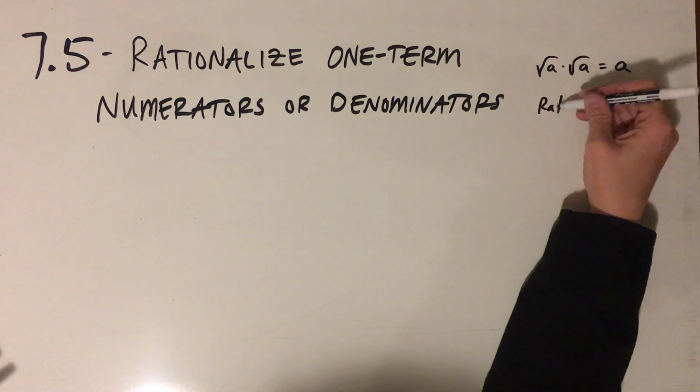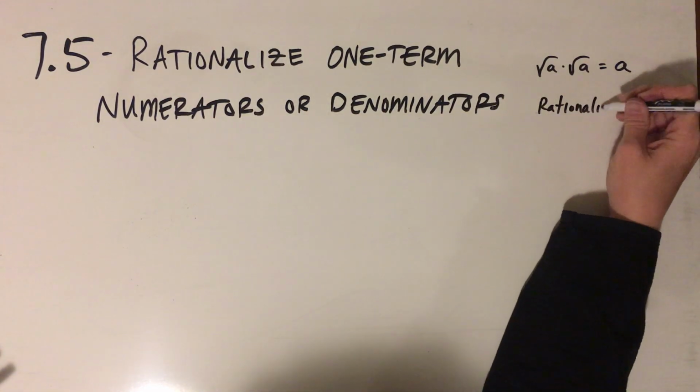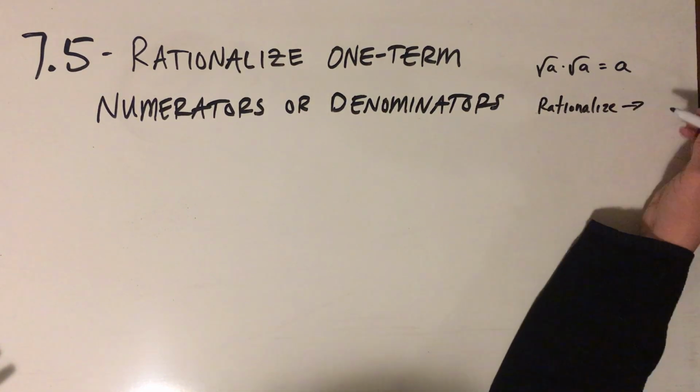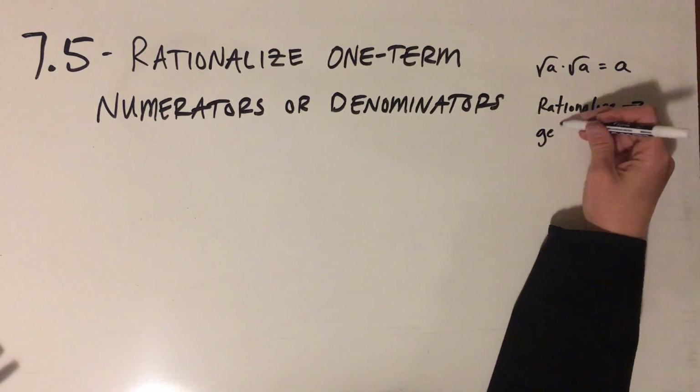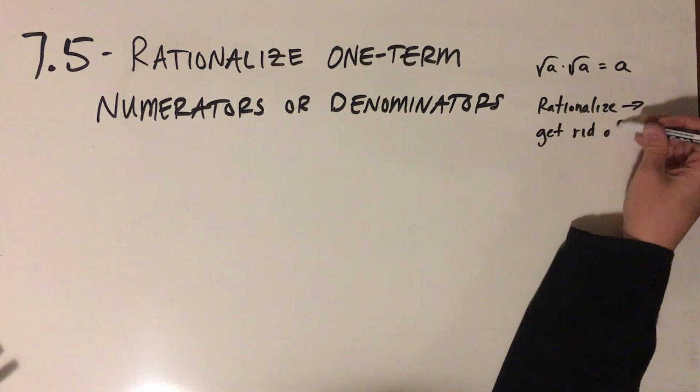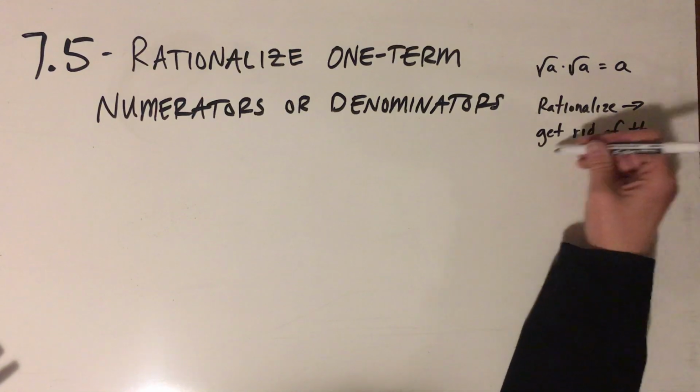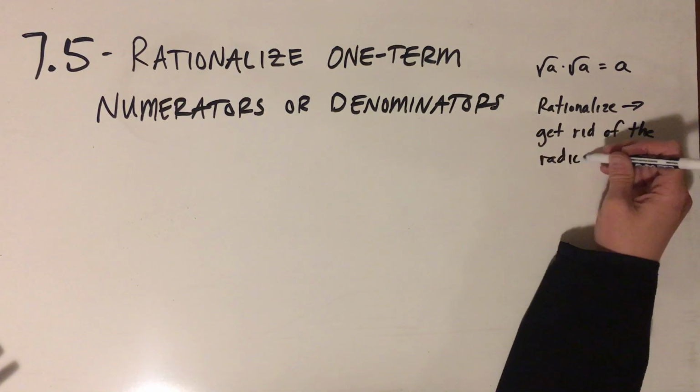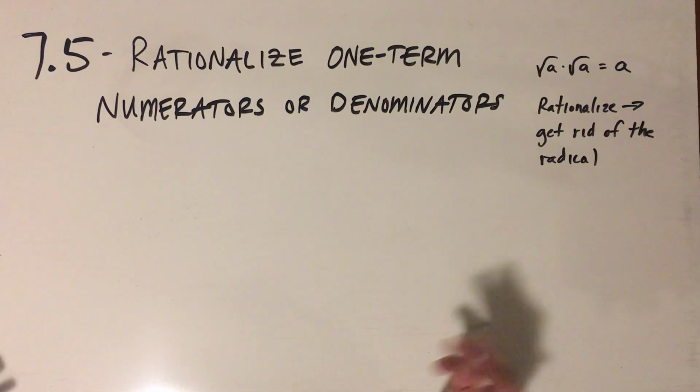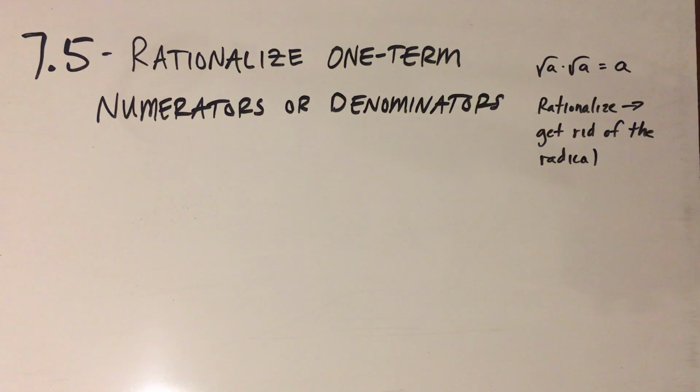So rationalize means get rid of the radical from either the numerator or the denominator. Okay, so we're going to start. The first three questions we're going to do are going to be rationalize the denominator.